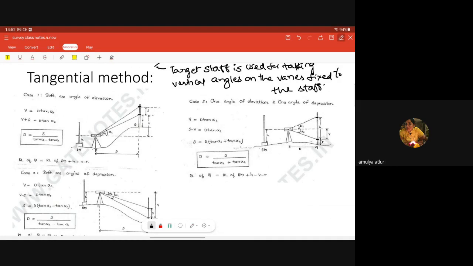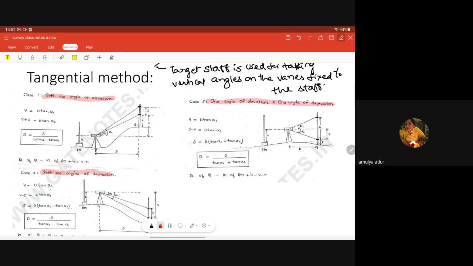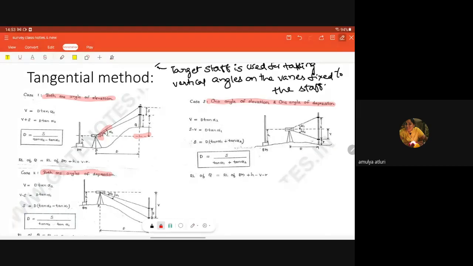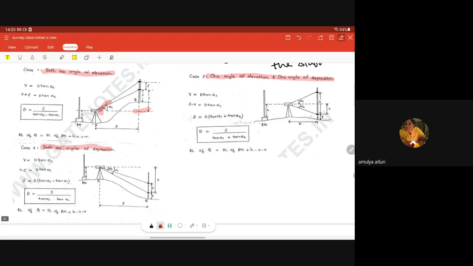So in that there are three cases: both are angle of elevation, both are angle of depression, or one is angle of elevation and one is angle of depression. If both are angle of elevation, then V is equal to d tan alpha 1, V plus S is equal to d tan alpha 2. We know it from simple triangulation formulas. Then my D is nothing but S by tan alpha 2 minus tan alpha 1.